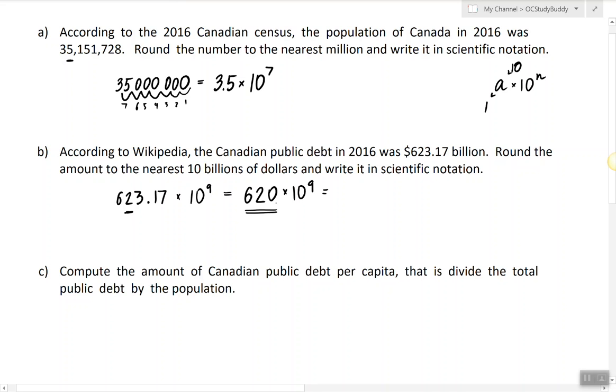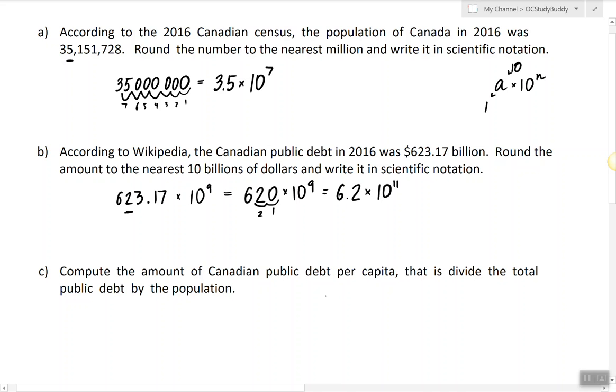So to make it between 1 and 10, we're going to move this decimal to the left how many times? 2 times. So that means we have to add 2 to the 9 to account for that change. So the Canadian public debt written in scientific notation is 6.2 times 10 to the power 11.